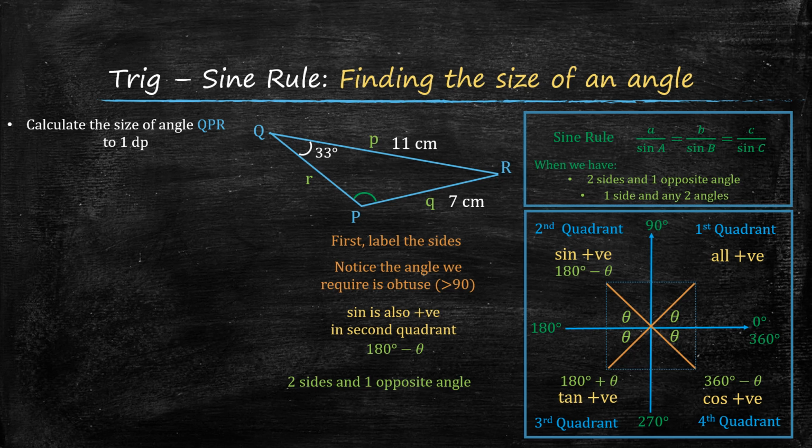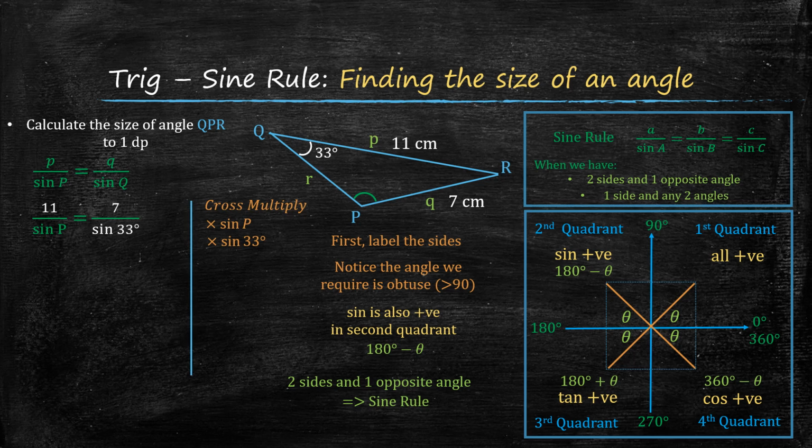Looking at our diagram, we see that we have two sides and one opposite angle, so we can use the sine rule. Now, the sine rule for our question will be P over sine P, the angle we're trying to find, equals Q over sine Q, as we have both side Q and angle Q. Now, let's plug in the values that we have. 11 over sine P is equal to 7 over sine 33 degrees.